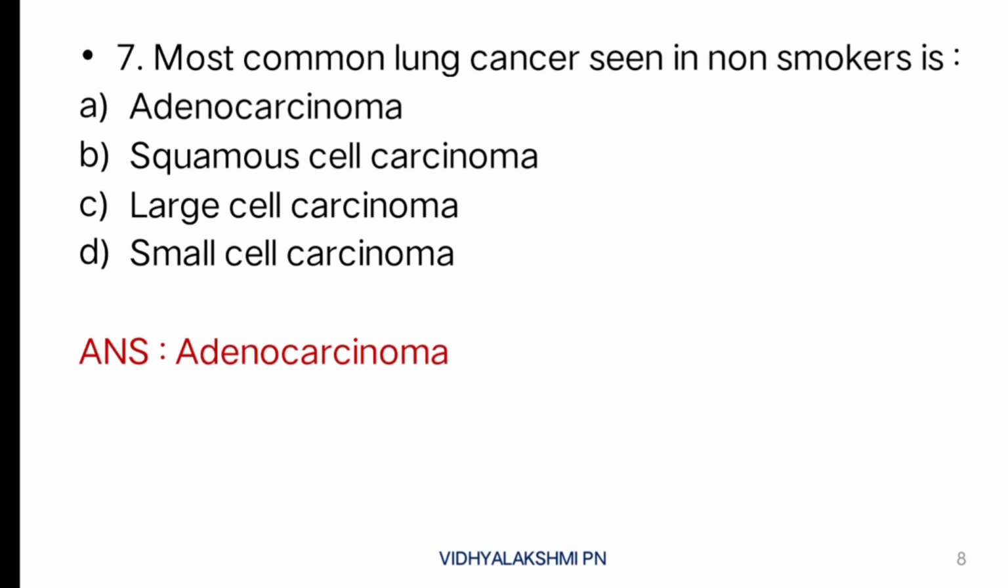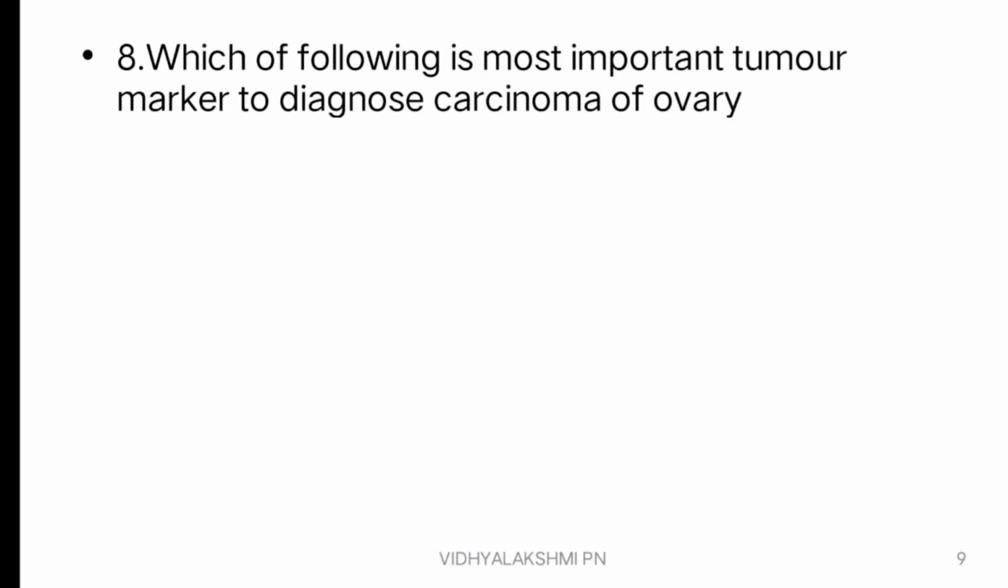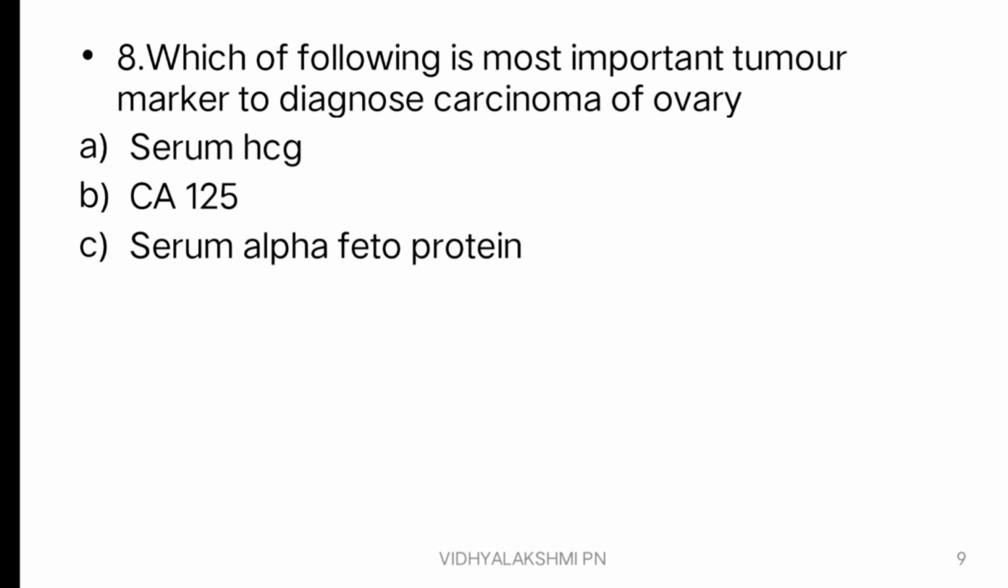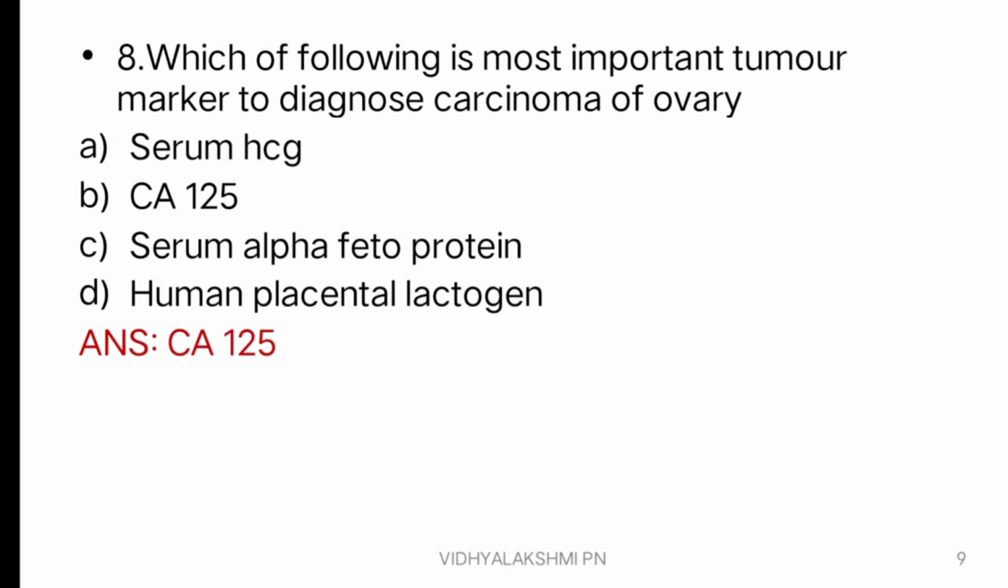That is the answer. Next question, which of the following is the most important tumor marker to diagnose carcinoma of ovary? Here they have asked about tumor markers. In any competitive examinations, they will ask about tumor markers. We must know which tumor markers are raised in certain kinds of cancers or carcinomas. Option A, serum HCG. Option B, CA125. Option C, serum alpha fetoprotein. And option D, human placental lactogen. Here the answer is CA125.